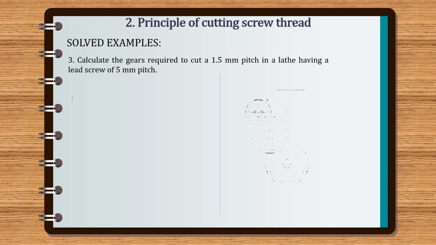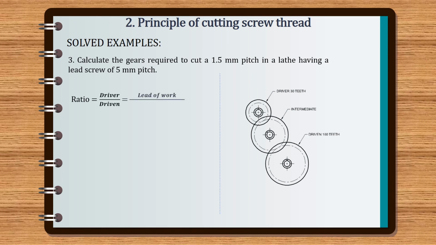And the last example is, calculate the gears required to cut a 1.5 mm pitch in a lathe having a lead screw of 5 mm pitch. Ratio is equal to driver by driven is equal to lead of work by lead of lead screw, which is equal to 1.5 by 5, which is equal to 1.5 into 20 by 5 into 20, which is equal to 30 by 100. So the driver is equal to 30 teeth and driven is equal to 100 teeth.